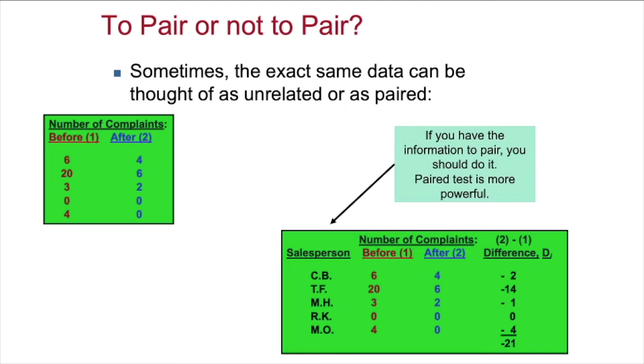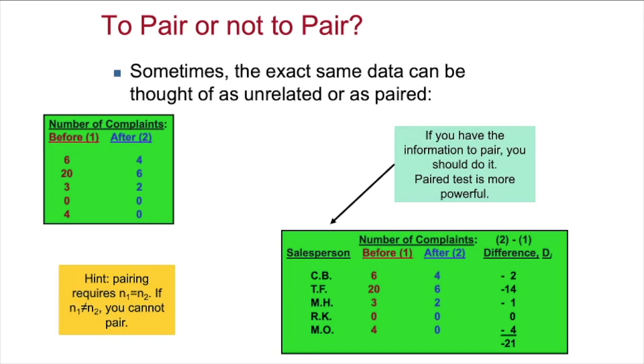So if you do have that information, should you use a paired test or not? Well, the answer is yes. The paired test is a lot more powerful. And as a rule of thumb, if you have more information that you are able to use to do a test, you should use that information.